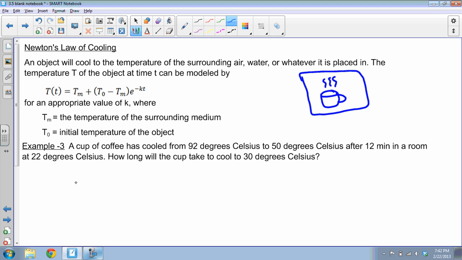So, by the way, I put example -3 because I feel like this has gone on so long that we've actually gone around in time to negative numbers.